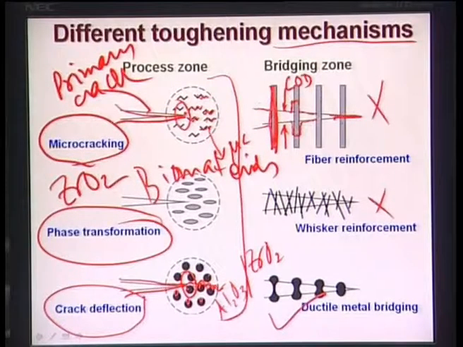I repeat, when a primary crack comes and interacts with the fiber, the primary crack sees the fiber as a kind of physical obstacle to its propagation. So the crack will not propagate to the other side of the fiber. It cannot propagate through the fibers unless the crack fractures the fibers.